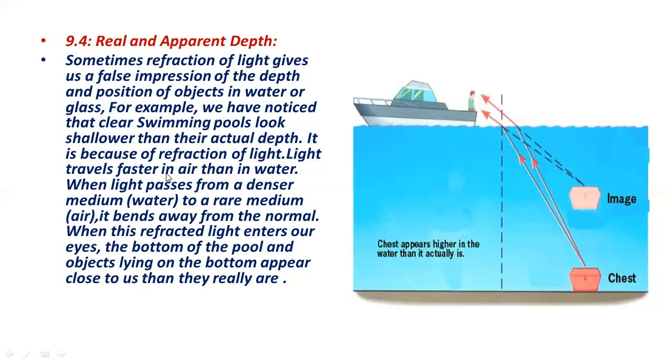Light travels faster in air than in water. So when light passes from a denser medium, from water, to a rarer medium, to air, what happens? As I told you, it bends away from the normal. So when this bent light enters our eye, the bottom of the pool and objects lying at the bottom appear closer to us than they really are. Although they are really very far, they look closest to us due to the refraction of light.